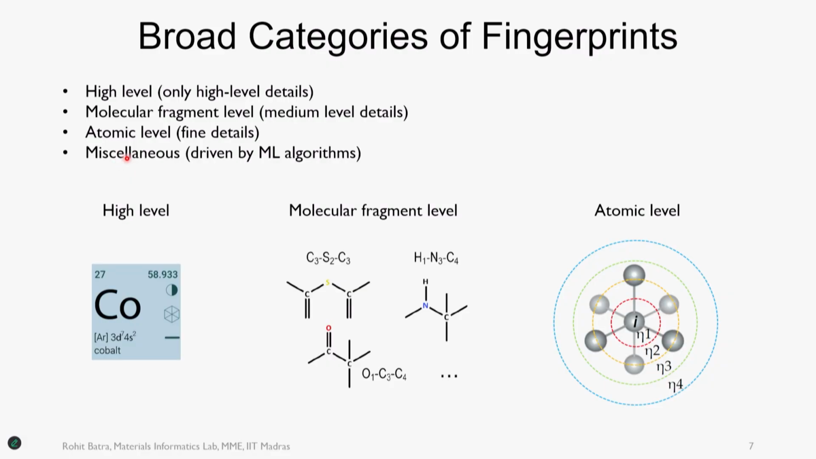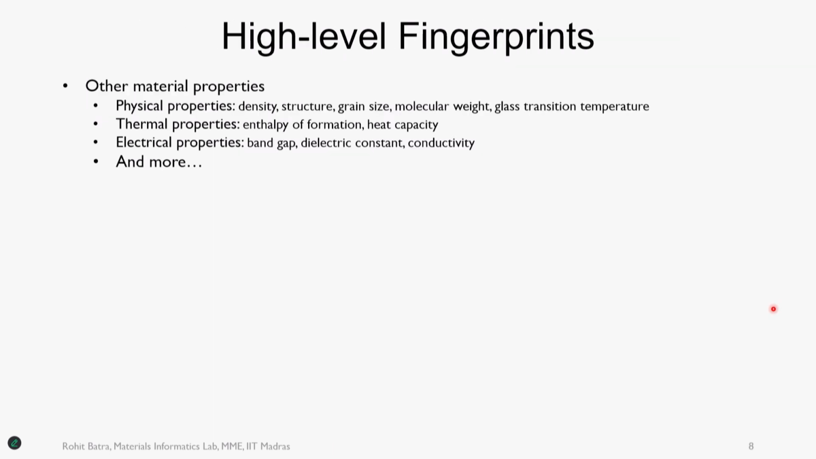And then there is always a miscellaneous category, where, if you are creative, you come up with another way of fingerprinting which is outside any of these domains. So high level fingerprints, what can they be? Whatever properties you can think about. For an element, I can think of different physical properties, density, grains.